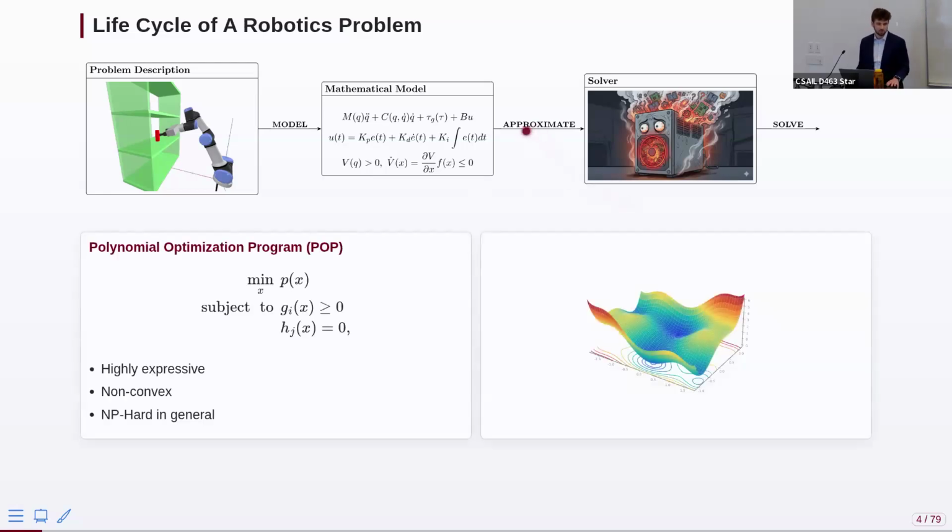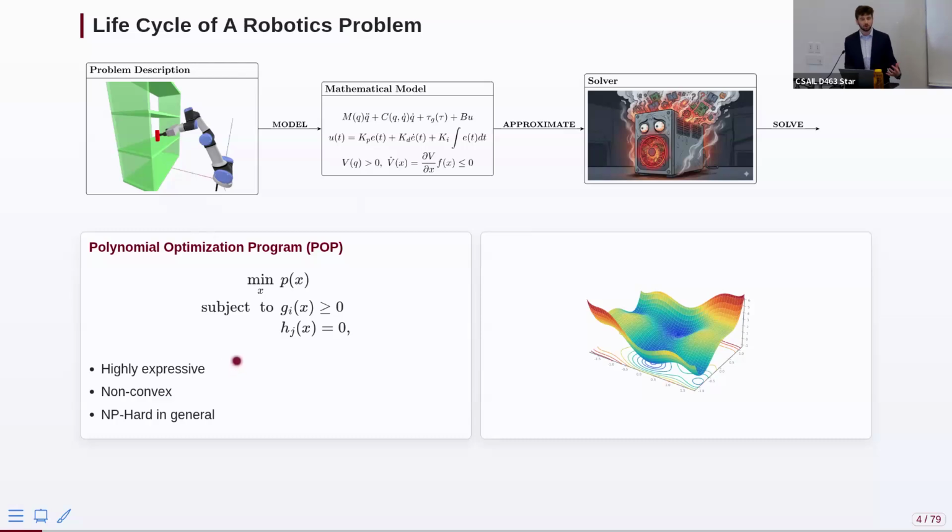Now, the class of models I'm going to be talking about today are what are known as polynomial optimization programs. So polynomial optimization programs, you model your problem in this framework where you think about minimizing some polynomial costs, and you have a list of constraints or rules that say some polynomials need to be positive and some polynomials need to be equal to 0. Now, this class of problems is extremely expressive.